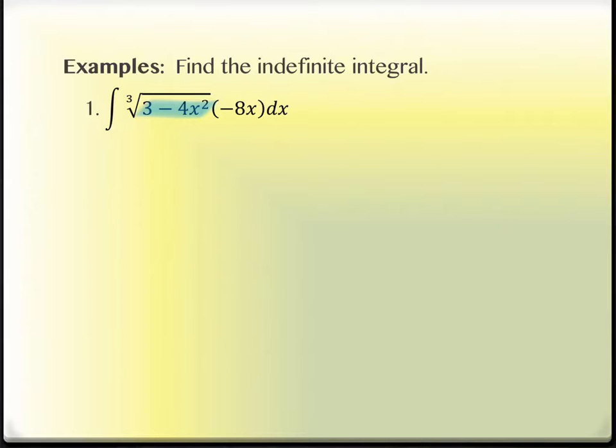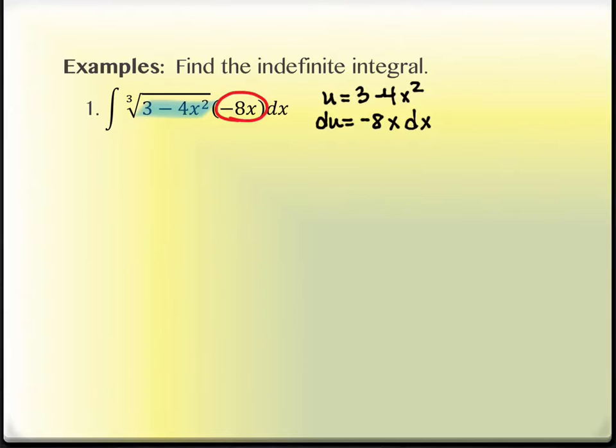So if we took the derivative of that piece, what would we get? The negative 8x that's on the outside, right? So it's exactly the format that we're looking for. So what we write on the outside is that u is equal to 3 minus 4x squared. du is equal to, and we take the derivative, that's negative 8x dx.